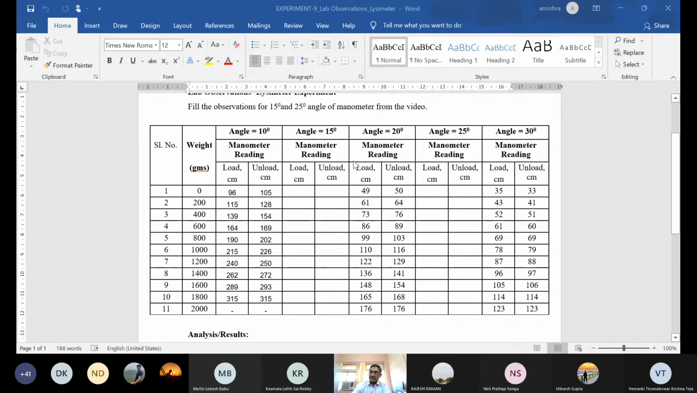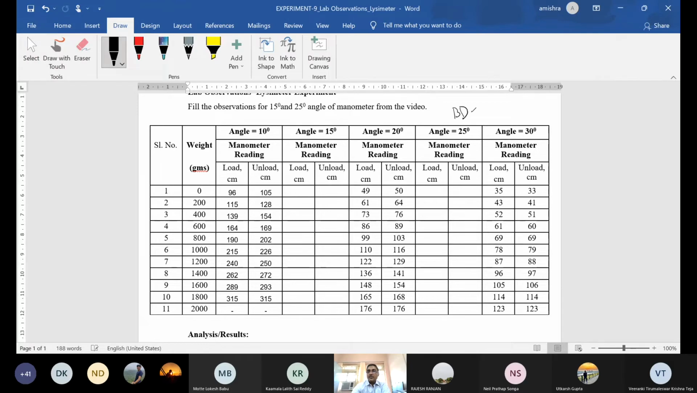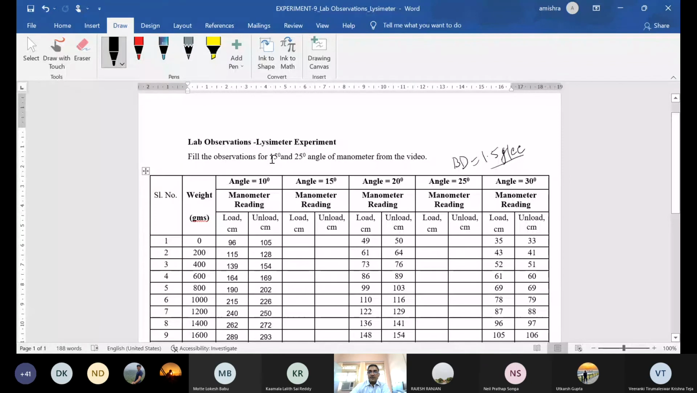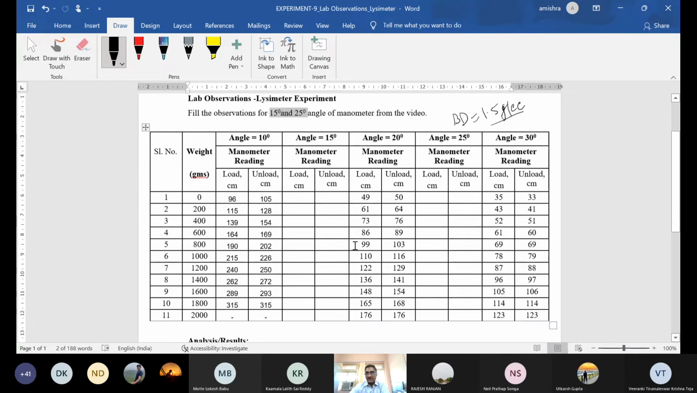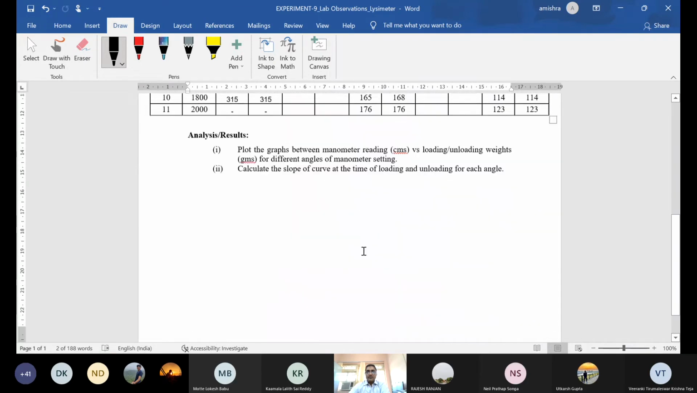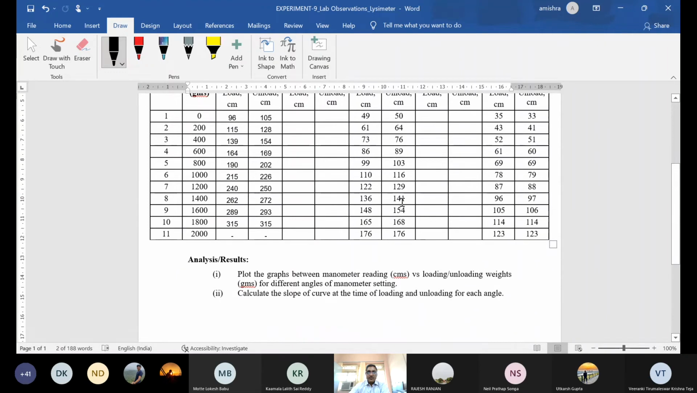Take the density of sand, bulk density, 1.5 gram per cc to find out the weight. Everybody please, and try to fill out two observations, 25 and 15 degree manometer angle from the video. Just watch one more time and near about observation you need to put there to find out a relationship. So this you need to do. Is it clear?